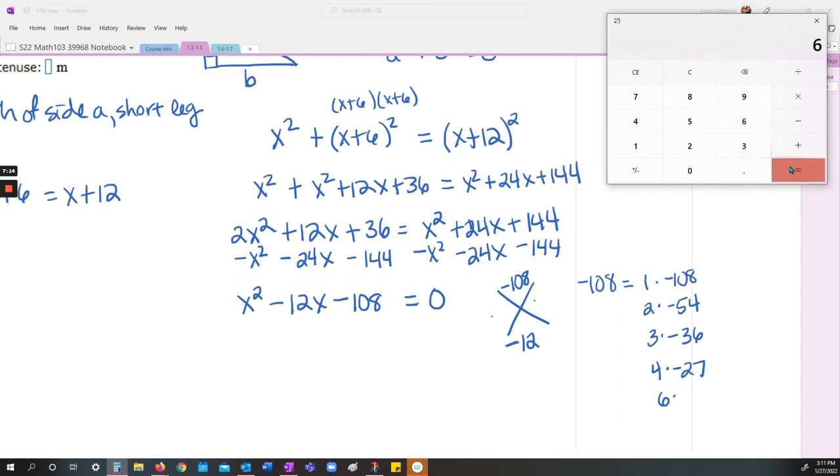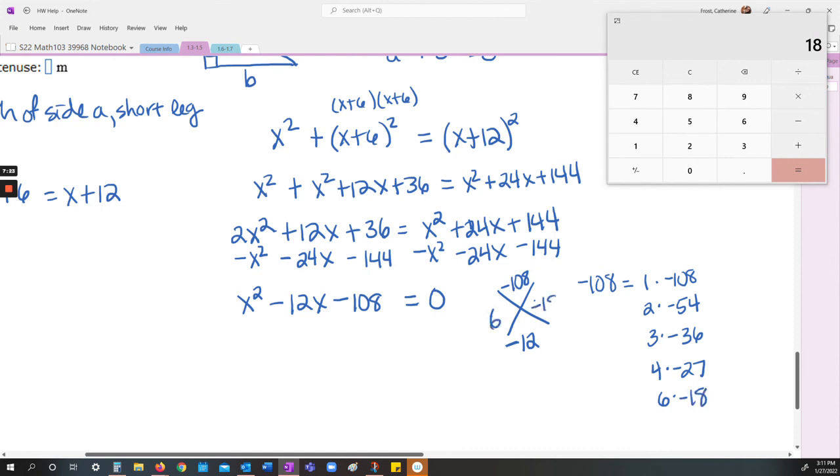Might have been easier to just do the quadratic formula. Oh, this is going to work. Thank goodness. Okay, 6 and negative 18. Those are our two numbers that we want to use. So we can factor this thing as x plus 6, x minus 18. So setting each of these equal to 0, we'll get x equals negative 6 and x equals 18.